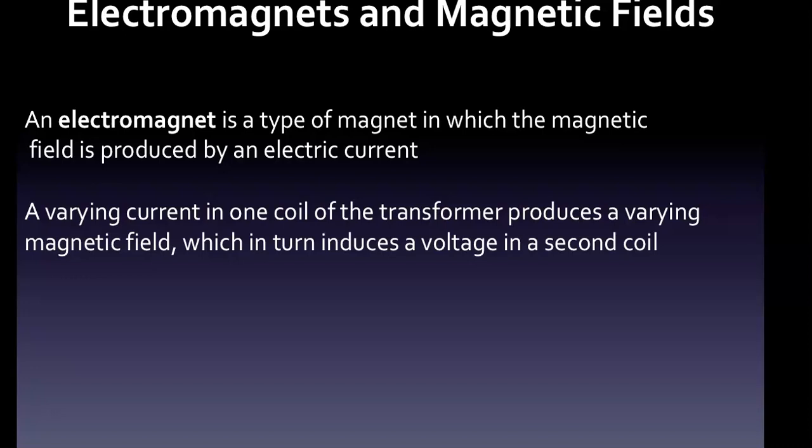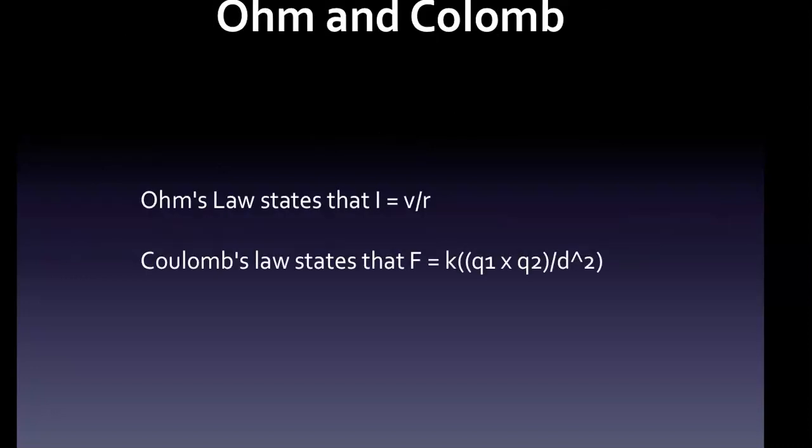Okay, and then we have Ohm and Coulomb. Ohm's law states that I equals V divided by R, which means that current equals voltage times resistance. That's what that means. Again, current equals voltage times resistance. That is something that you need to memorize.